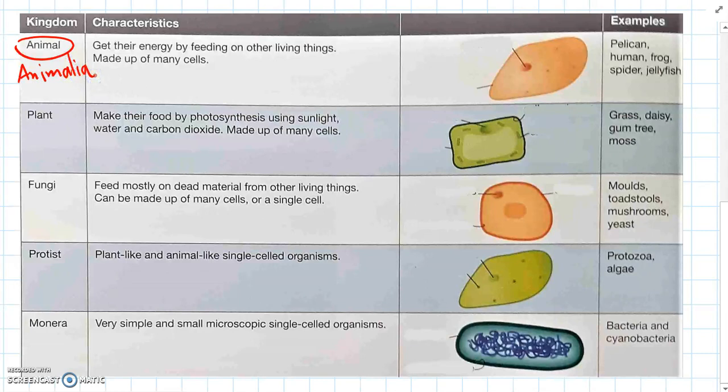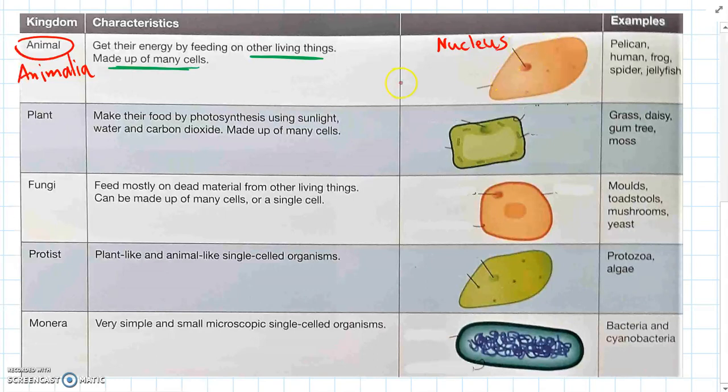And animals, as we've learnt before, get their energy by eating other things, and they're made of many cells, or they're multicellular. If we look at the cells, though, of animals, they all have this dark region in the middle, which is called the nucleus. And it's like the brain of the cell. It controls all of the functions of the cell.